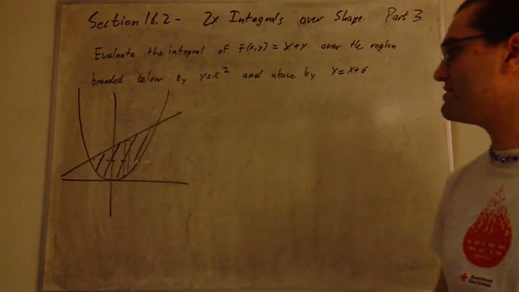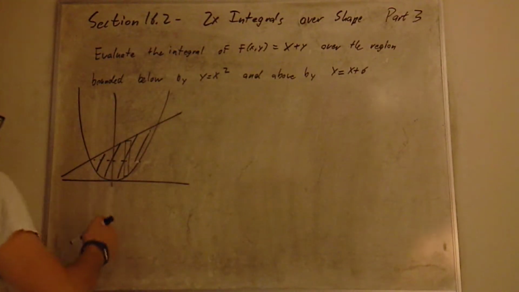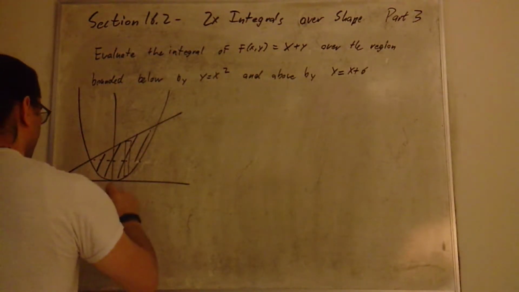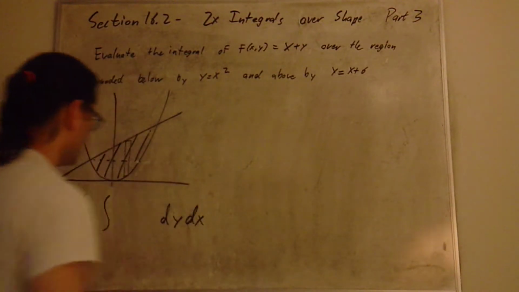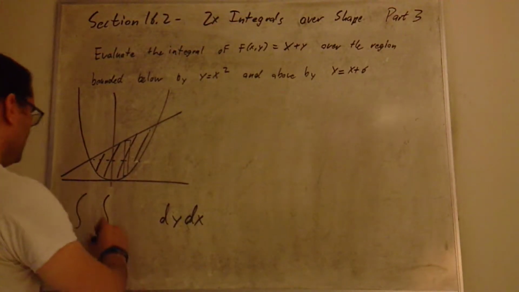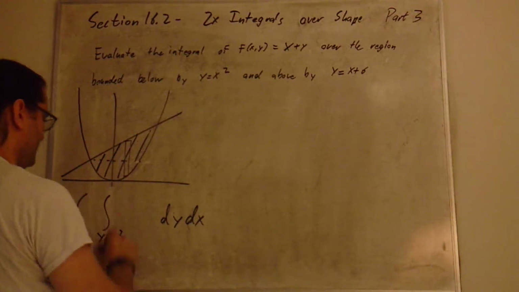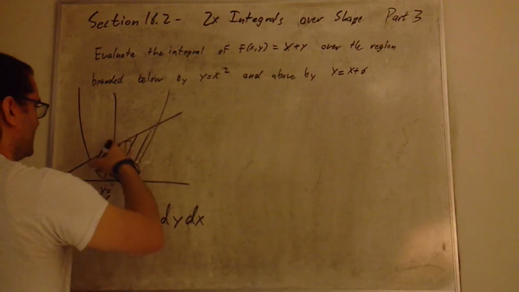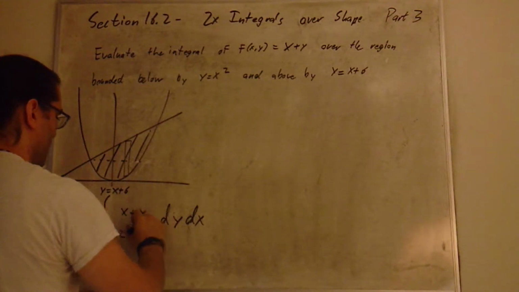So, we're going to slice this thing vertically, which means that we need to set up an integral with some bounds. Slicing it vertically first means that dy dx is coming first. Y is going to go from bottom bound on y is the parabola, top bound on y is the straight line. The function we're integrating is x plus y.